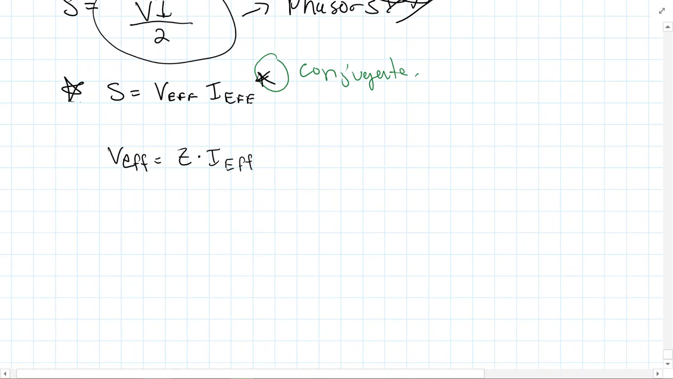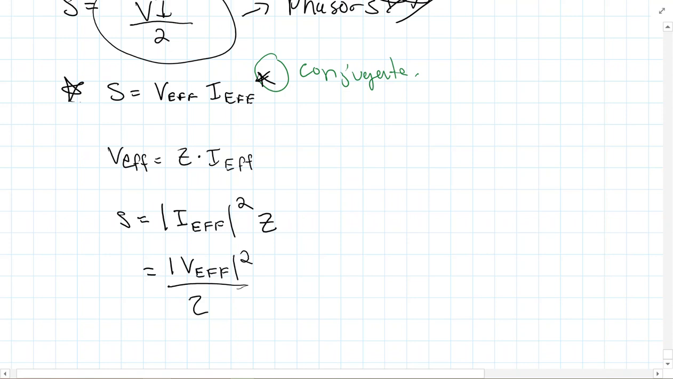And so what we also get is two other equations. Now this is different than what we're used to. S is equal to the magnitude of the effective current squared times the impedance, which is the same thing as the magnitude of the effective voltage squared divided by the conjugate of the impedance.